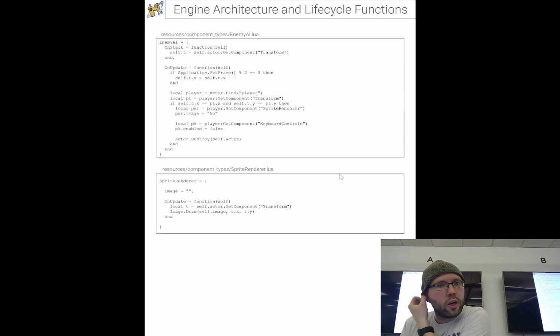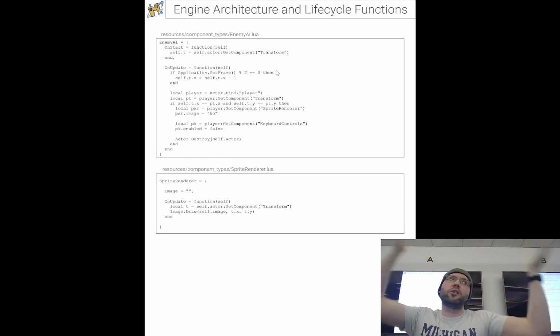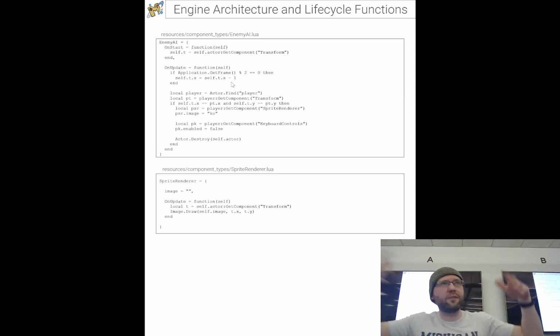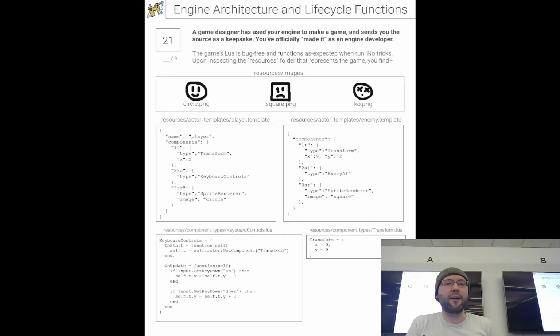What does it do? Oh my gosh, it checks if we're on an even frame. In frame 0, we're on an even frame. And then it grabs our player, it grabs our transform, it checks to see, oh yes, we move. Right up here at the top, you see this? We move to the left. On even frames, all enemies move to the left, okay? They move to the left, and then their sprite render gets to run.